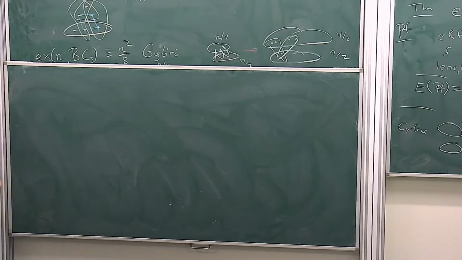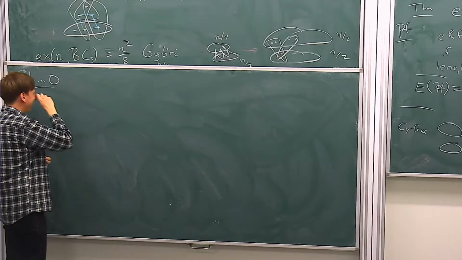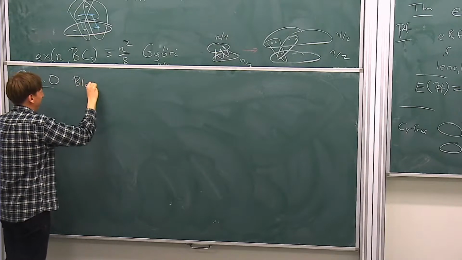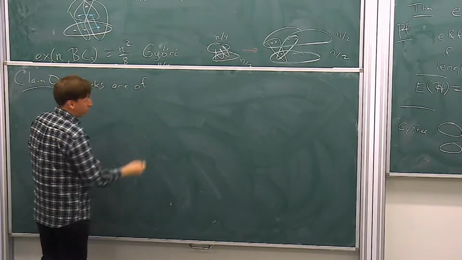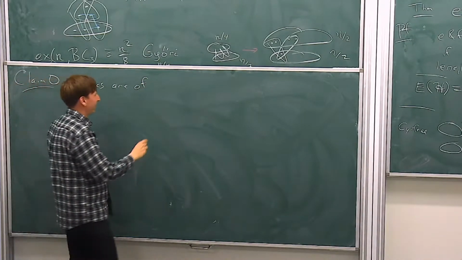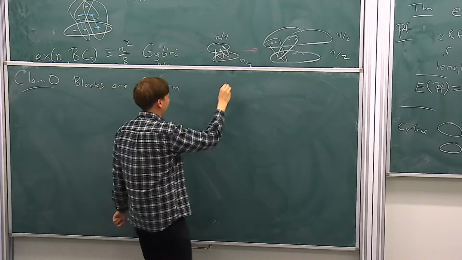Okay, so let me first say something about the block structure. So claim 0. We'll see what claim we get to. So blocks are of one of the following two types. Let's say of form type 1.